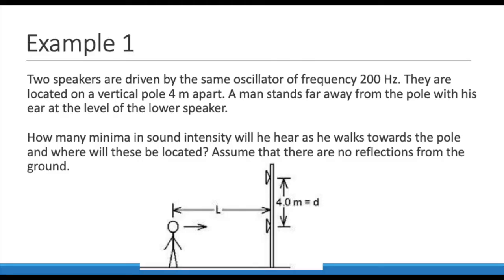Example 1, two speakers are driven by the same oscillator of frequency 200 Hz. They are located on a vertical pole 4 meters apart. A man stands far away from the pole with his ear at the level of the lower speaker. How many minima in sound intensity will he hear as he walks towards the pole, and where will these be located? Assume that there are no reflections from the ground.